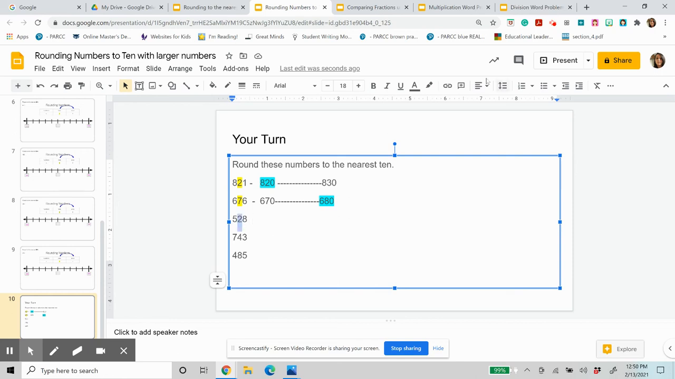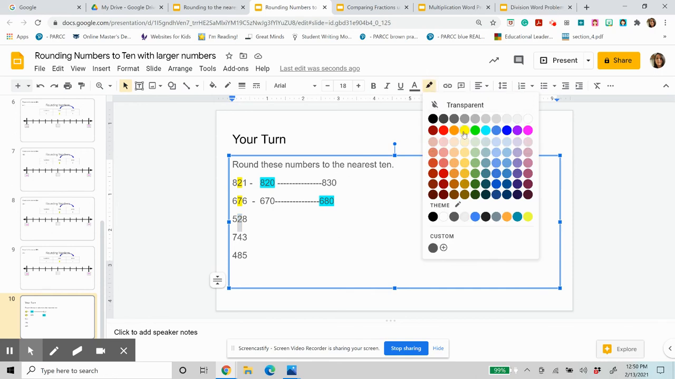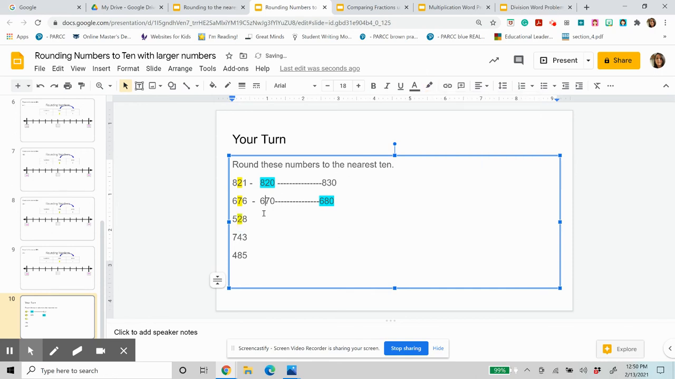So 528 rounded to the nearest 10. We're going to look at our 10. What tens are we talking about here, right? The 500 doesn't change, so it's 520. And then the next number would be 530, right? We're going to look at our next number. That's an 8. That's the deciding factor. 8 is bigger than 5, so 530 is our number that we're rounding to. Put that in green. Okay.